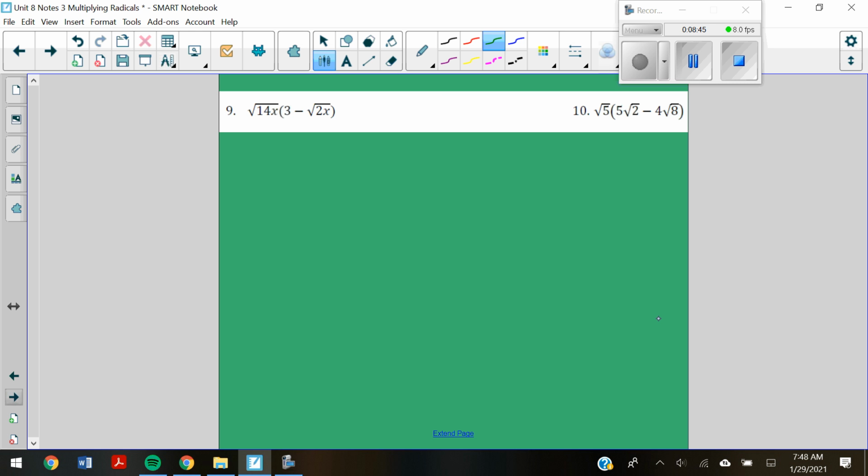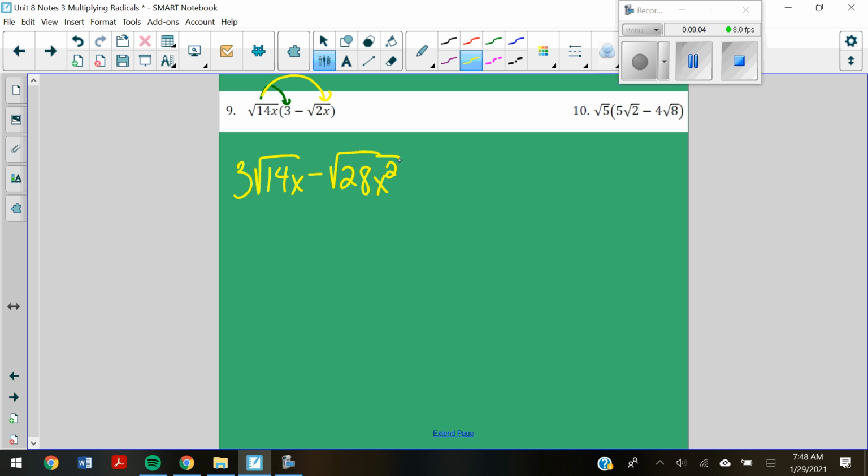All right, a few more problems here, ladies and gentlemen. We're going to do another one here where we're going to distribute. Now the 14 is under the radical and the 3 is not. So we get 3 square root of 14x minus, now the 14x and the 2x are both underneath my radical, so those can be multiplied.